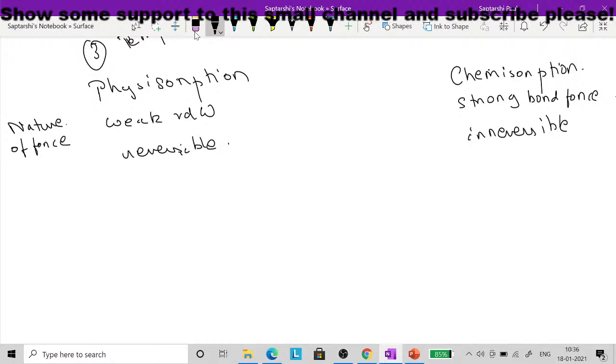And physisorption is multi-layered. Okay, like in BET, the BET equation we learn is famous. So in there it's multi-layered, but in chemisorption, this is actually monolayered, right?